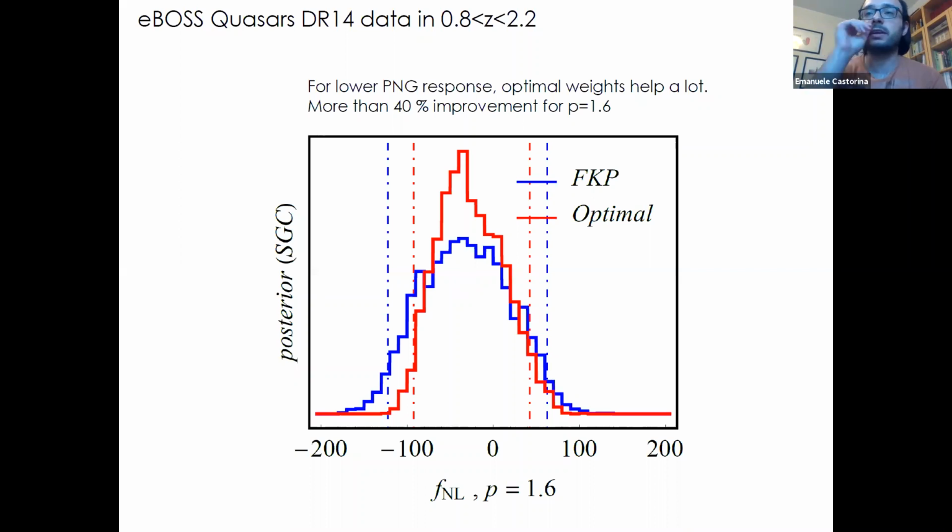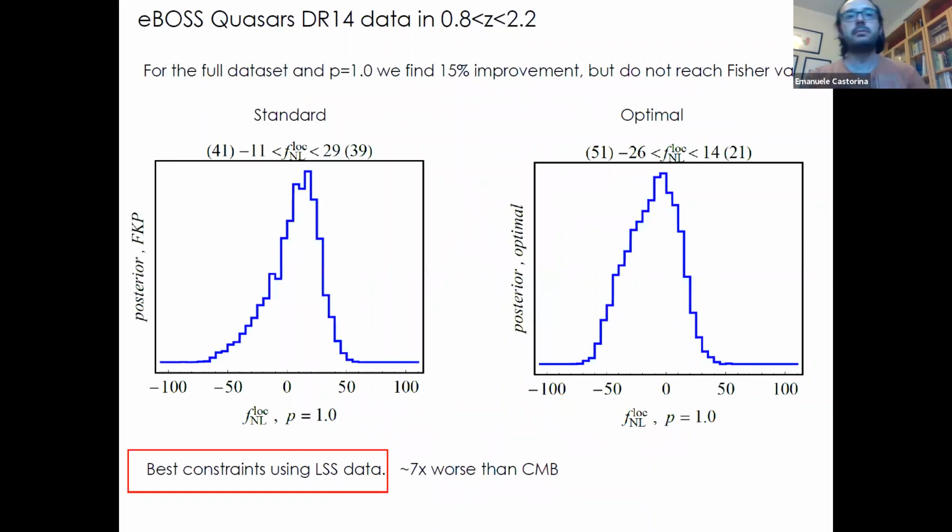If we combine everything together, things are not as good as this specific case. And so for P equal 1, we do find 50% improvement. So we have not been able to reach the Fisher value even with the optimal analysis. And this could be due to small residual systematics. It could be due to other effects that we didn't take into account, for instance, integral constraint or other subtleties in the window function. But still, of course, the posteriors are very non-Gaussian, so it's even hard to make the comparison.